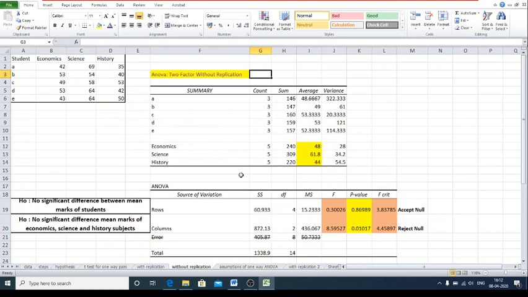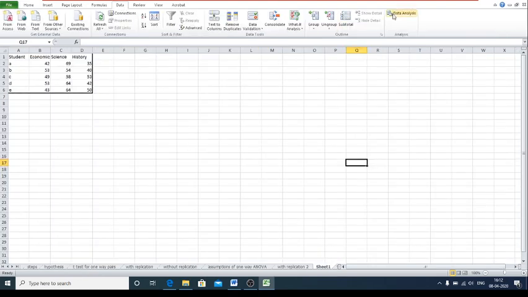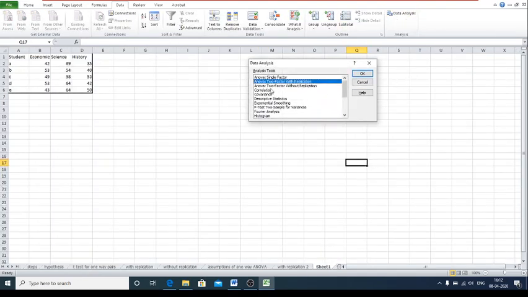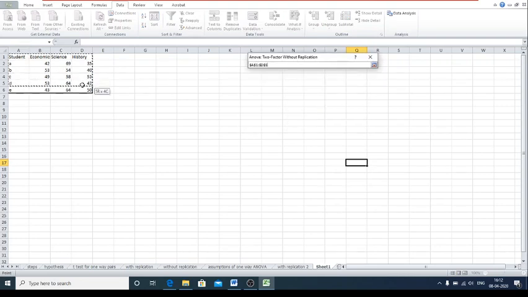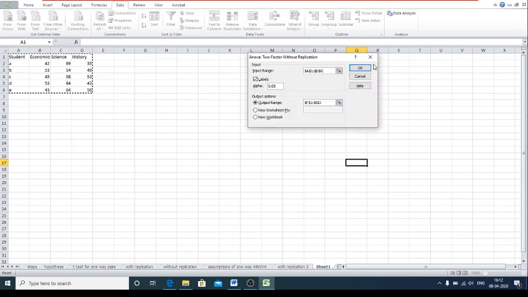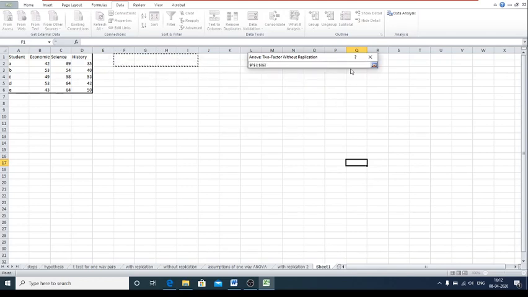First we are running the test, then I'll explain you the hypothesis and results. Go to data, data analysis, select ANOVA two-factor without replication, OK. Input range is the whole cells of data, labels yes, alpha 0.05, output range where you need the answer, click OK.